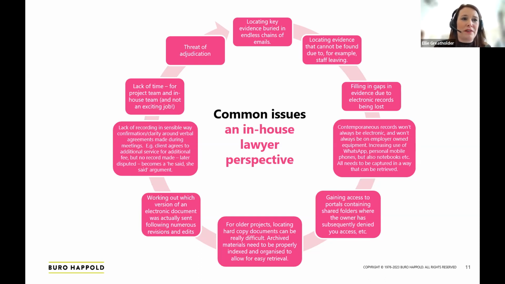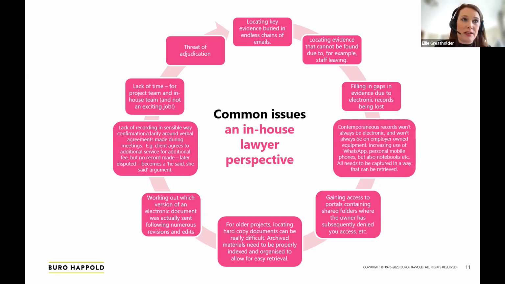Working out which version of an electronic document was actually sent out after there's been lots of revisions and edits is something that I find quite challenging on a fairly frequent basis. So that comes back to great document hygiene in terms of labeling, dating, putting version numbers on documents when you're saving them. Those simple things can make life so much easier later on.